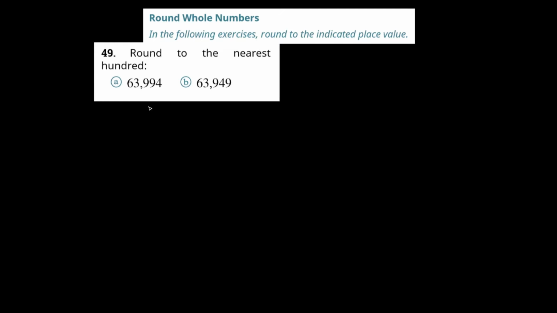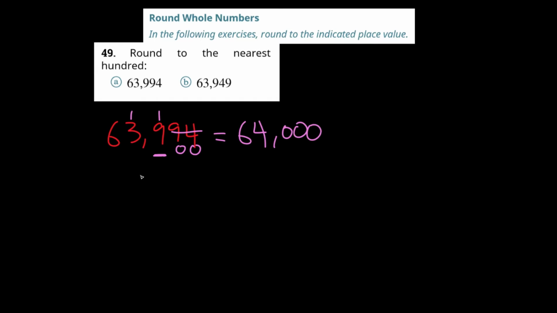Round to the nearest 100. We have 63,994. We want to round to the nearest 100, so underline the hundreds. Look to the right. 9 is greater than 5. That means we're going to round up and change everything else after it to zeros. So before we start writing out this number, we have 900 plus 100. That's 1,000. That means we're going to have to carry over. This number rounds up to 64,000.